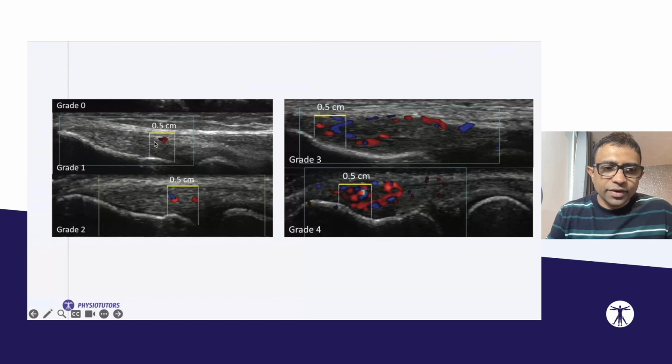So here in grade 0, you don't see much vascularity. Grade 1, you can see a little bit of tiny Doppler activity, and grade 3 and grade 4, much more increased vascularity. So what does this mean? If you're a patient in grade 3 and grade 4, I would avoid using radial shockwave because that might be too painful.